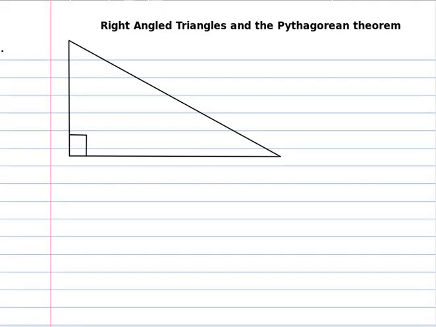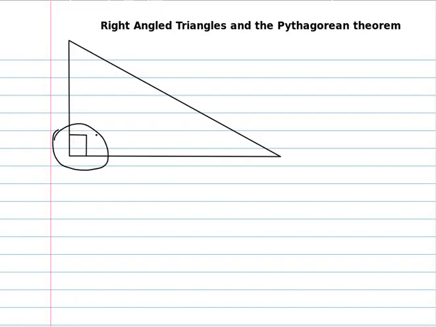Hello and welcome. Today we're going to learn about right angle triangles and the Pythagorean theorem. The Pythagorean theorem involves a right angle triangle, and here we have an example of a right angle triangle. The key defining feature of a right angle triangle is, in fact, the right angle.